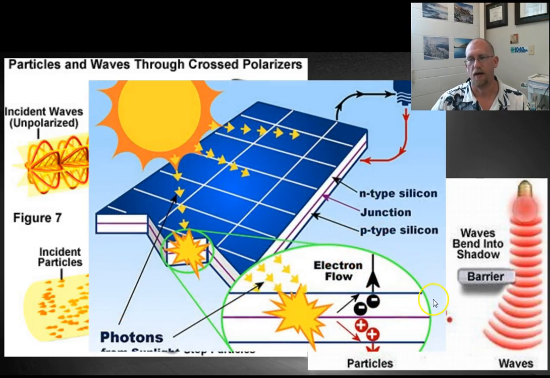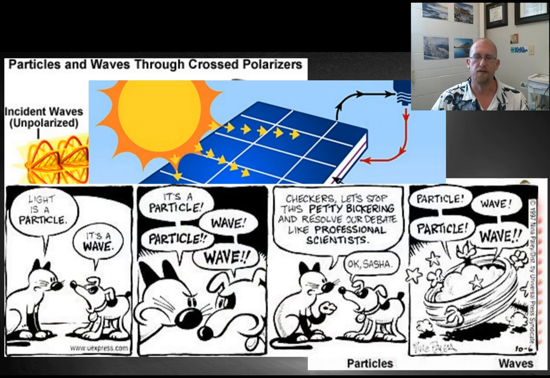It's both. A solar panel only works because of the particle nature of light. Lenses only work because of the wave nature of light. So again, it's a unique kind of thing. So light is a particle. Light's a wave. It's a particle wave, particle wave.